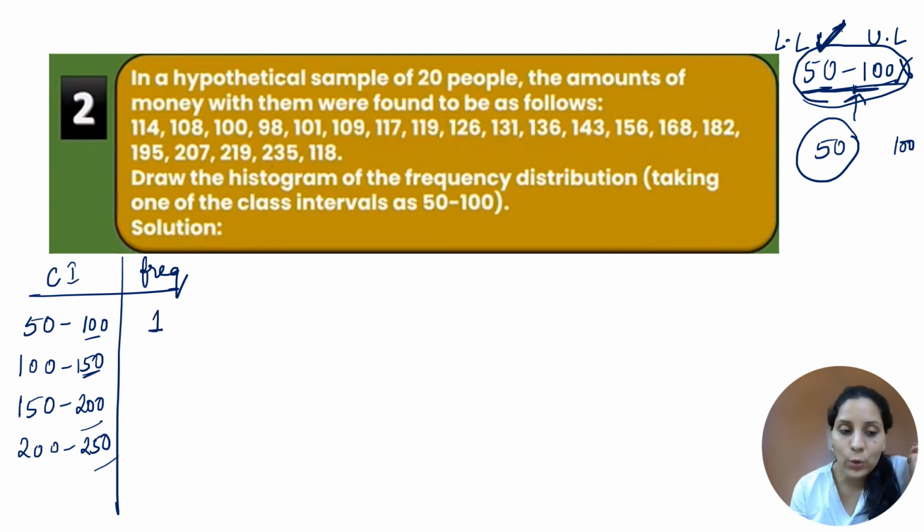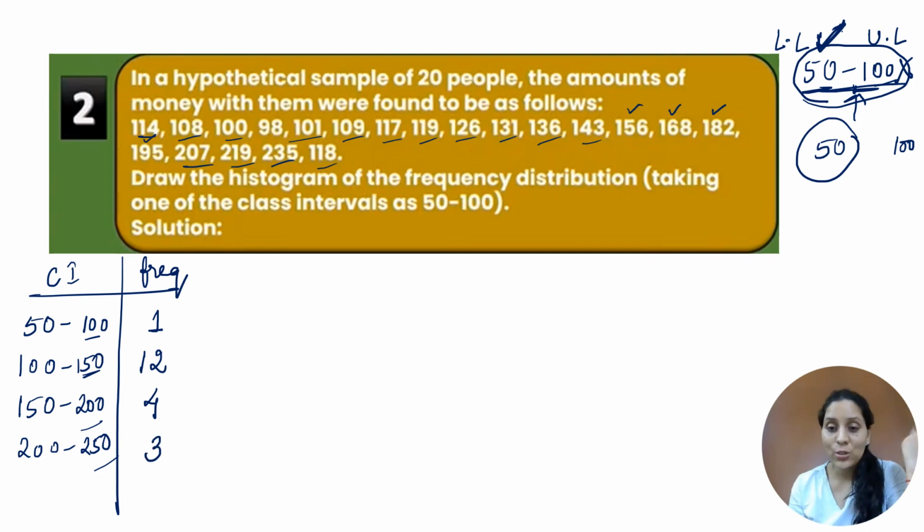100 to 150. There are so many: 1, 2, 3, 4, 5, 6, 7, 8, 9, 10, 11, and 12. There are 12 numbers. Next, 150 to 200 is 1, 2, 3, 4. Yes, 4. And 200 to 250, I can see 1, 2, 3. In case you are in doubt, I'm again telling you, please add up all the frequencies. I need to get 20, which I'm getting.